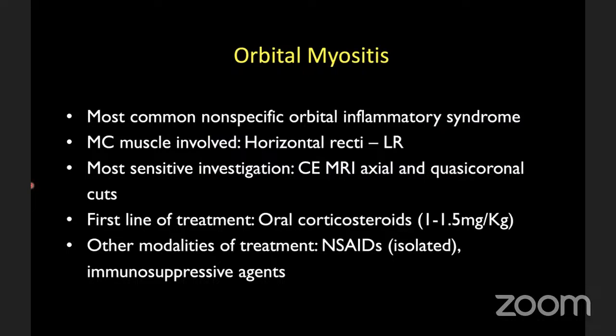So orbital myositis is the most common type of non-specific orbital inflammatory syndrome, and most commonly the muscle involved is the horizontal recti, which is the lateral rectus. We saw a case of medial rectus involvement, and the sensitive investigation would be an MRI scan, like we saw, a contrast enhanced one, especially because you're looking at the horizontal recti. We would talk about the axial and also the quasi-coronal cuts.